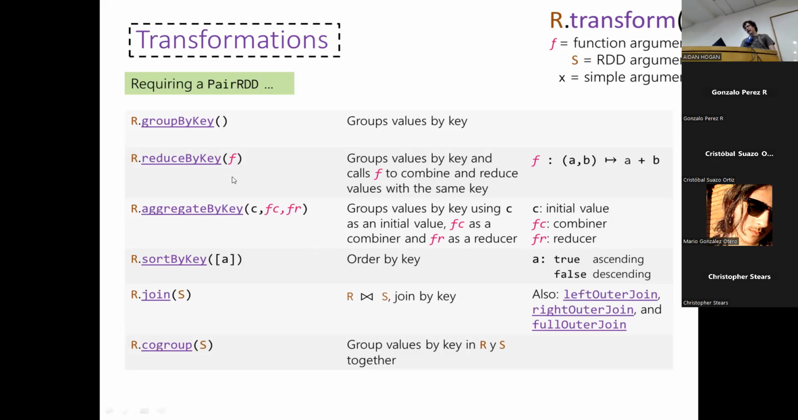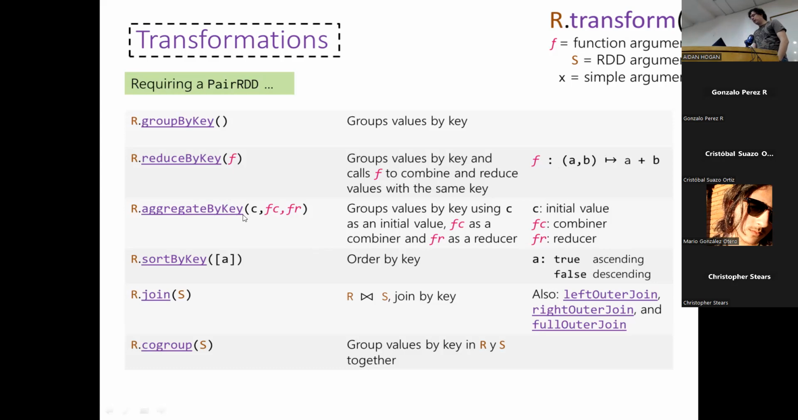Reduce by key allows us to define a function that will apply over the group. Yeah, so it groups by key and then it applies this function over all the values with the same key in a particular group. So this function might be, for example, to sum all the values of the group. So we define it over a pair of values, but it will be applied in sequence over all of the values of the group. So in this case, the sum.